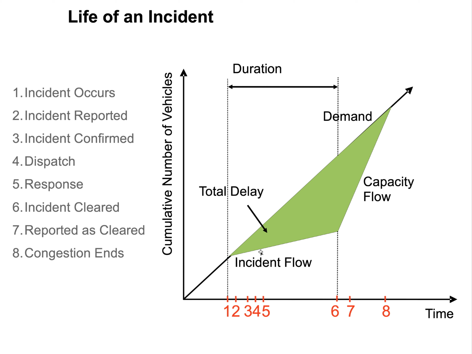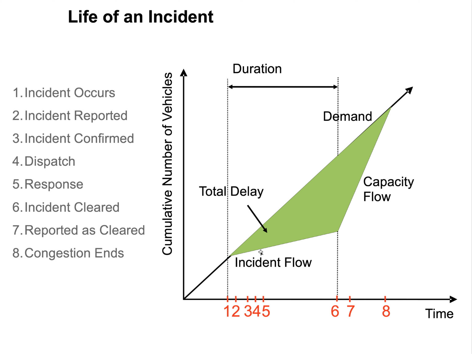The operators at the traffic management center use video cameras, CCTV cameras, to verify an incident has occurred. They will dispatch emergency vehicles to respond. And then at time 5, which is a few minutes after the incident happens, the responders arrive. It could be a tow truck, an ambulance, a fire truck, or something even more depending on the severity of the incident.